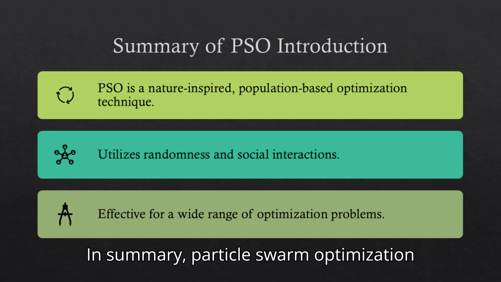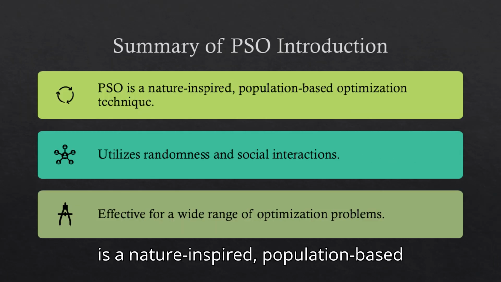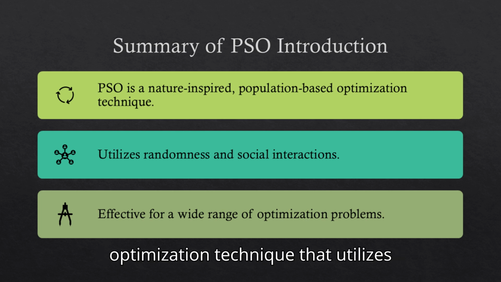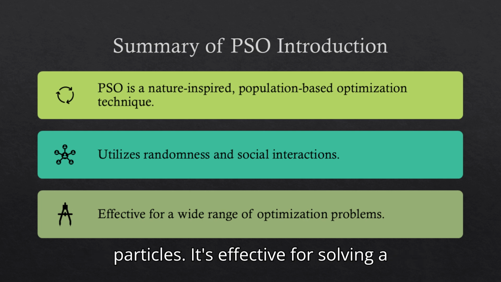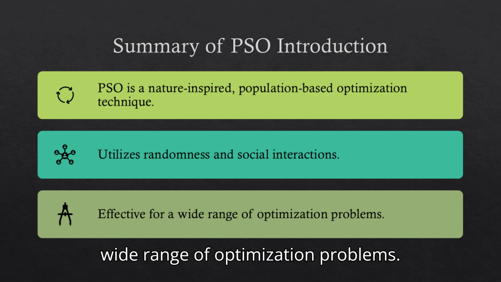In summary, particle swarm optimization is a nature-inspired, population-based optimization technique that utilizes randomness and social interactions among particles. It's effective for solving a wide range of optimization problems.